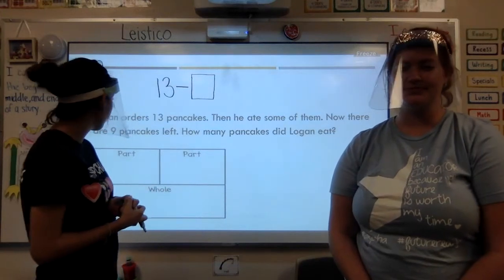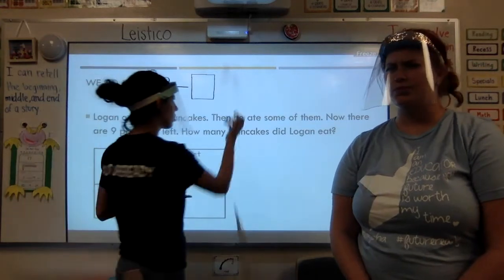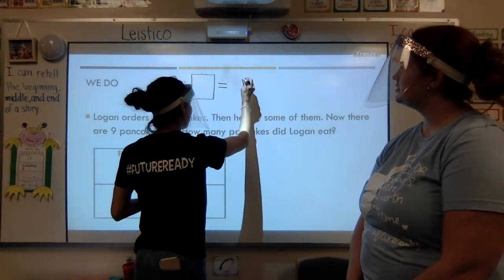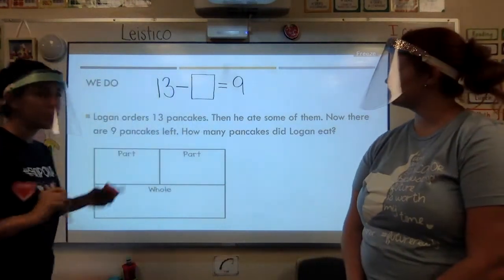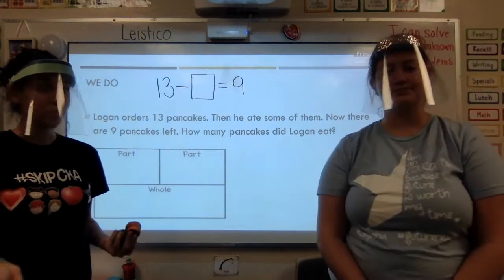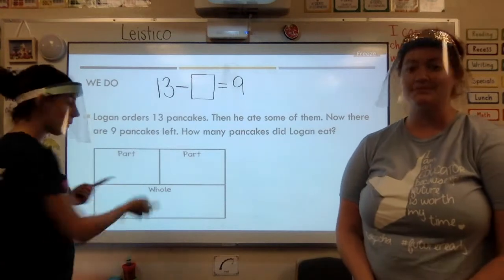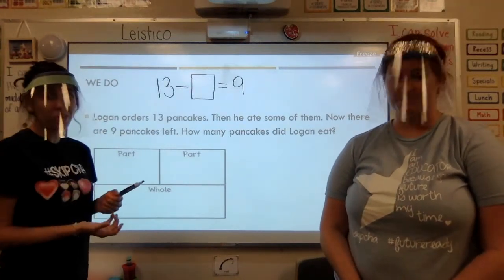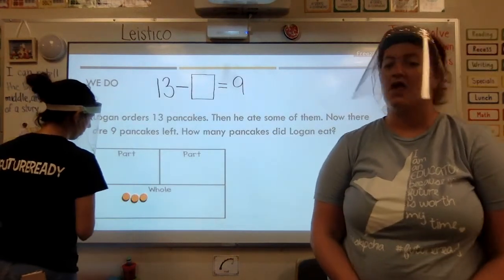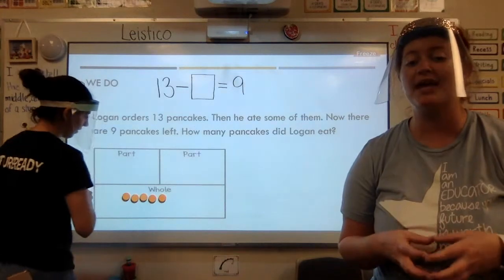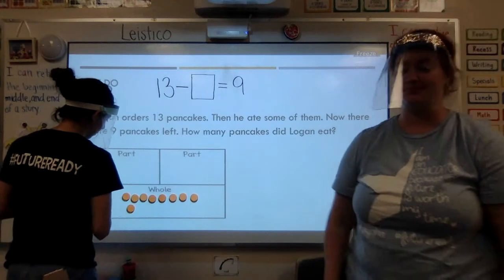So he ate some of them. Now there are 9 pancakes left. So my total would be 9 pancakes left. That's how many are at the end. I'm going to use a part-whole, one of my subtraction strategies, to figure this out. I know that the whole number of pancakes that he ordered was 13. So I would put 13 counters as my whole, because that's the total number of pancakes he ordered altogether.